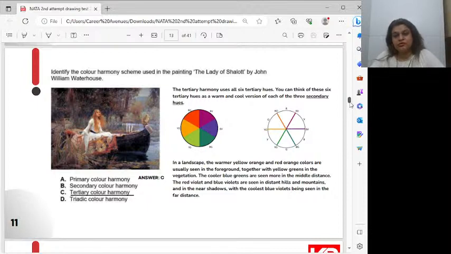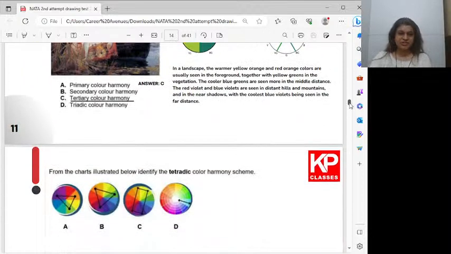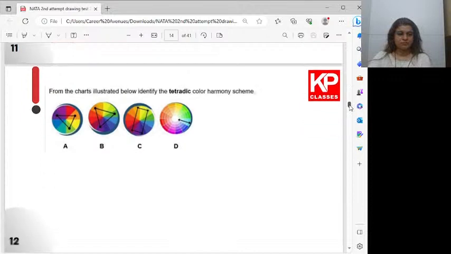The cooler blue-greens are seen more in the middle distance. The red-violet and blue-violet are seen in distant hills and mountains and in the near shadows, with the coolest blue-violet being seen in the far distance. So there is always a mixture of these tertiary colors in any particular landscape. Of course, you have to analyze when you are looking at it, and then you have to reach a particular conclusion.